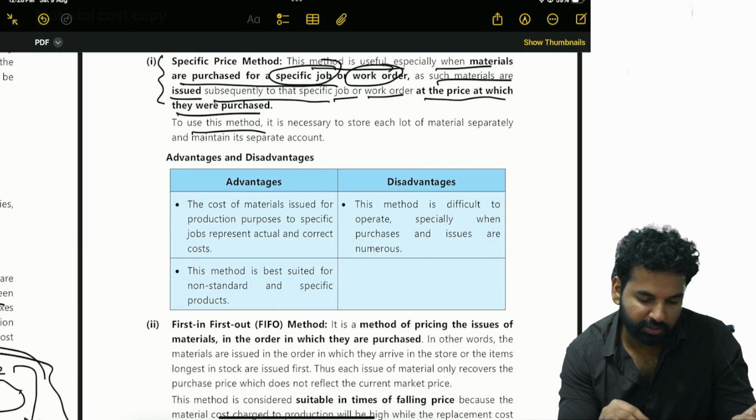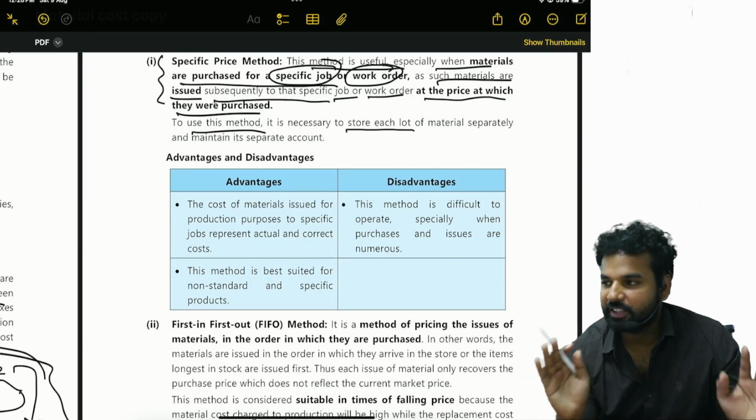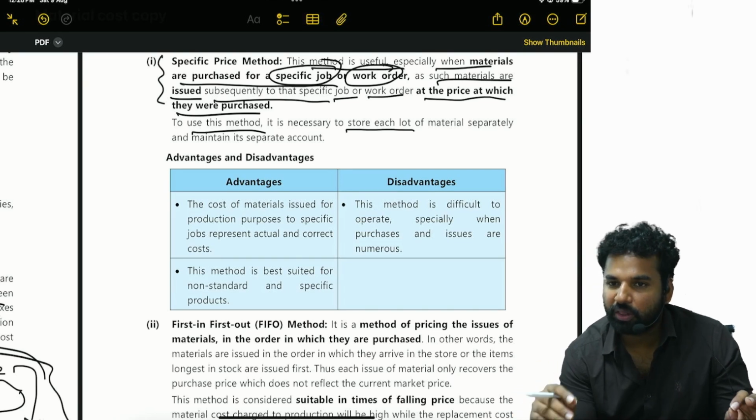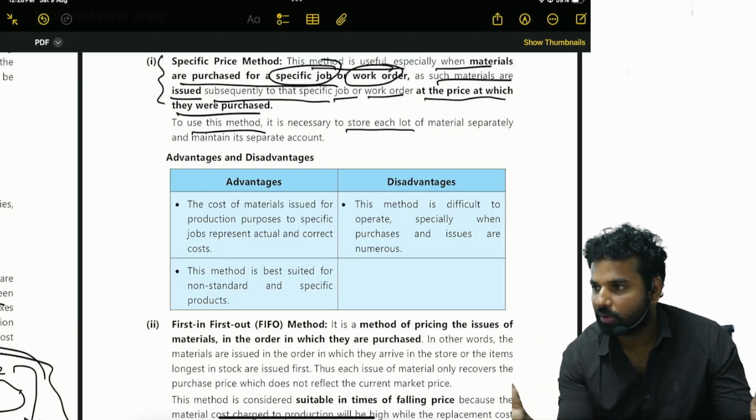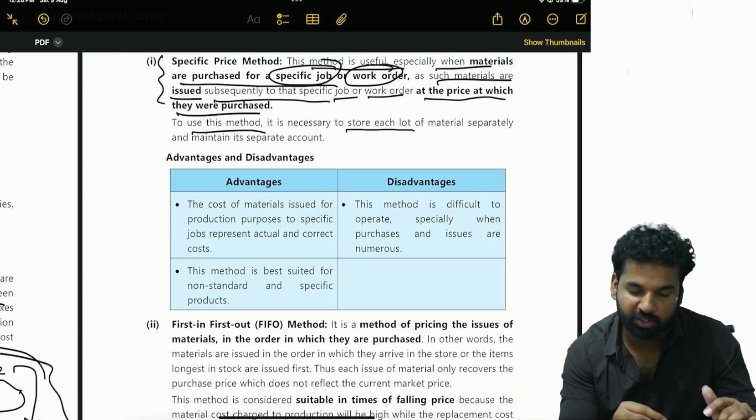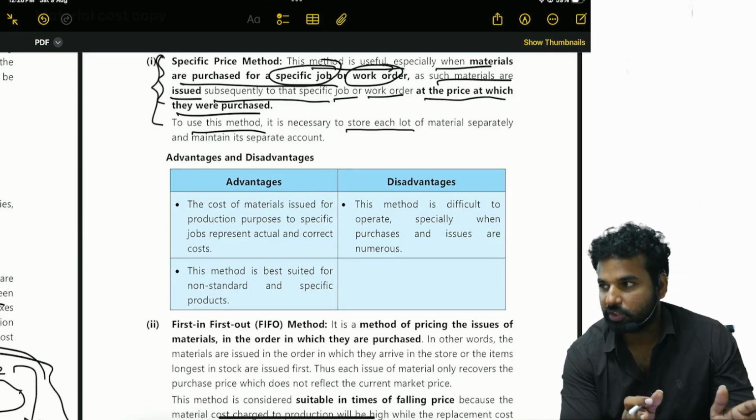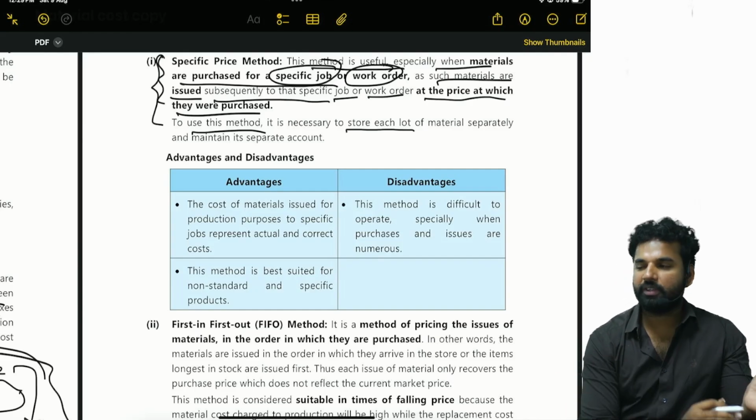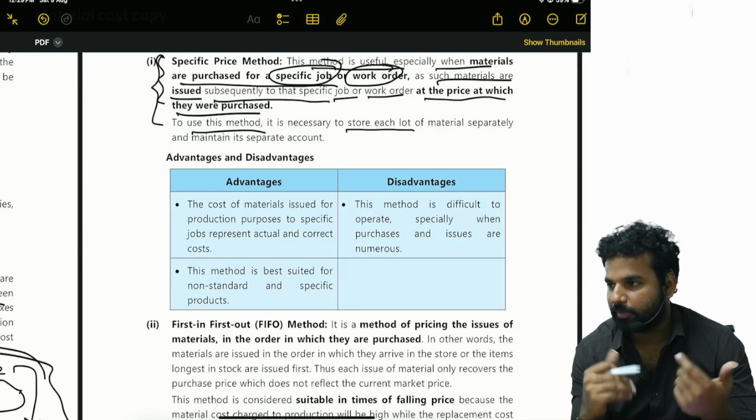To use this method, it is necessary to store each lot of material separately and maintain it separately. Is it possible all the way? It is not possible for all industries and organizations. When the material is more and more, the stores will be larger in size, and in such cases it is difficult to segregate the stock. Today we purchase a stock that shall be maintained separately, tomorrow we purchase another stock that shall be maintained separately. It is not possible; obviously, we will mix the material.